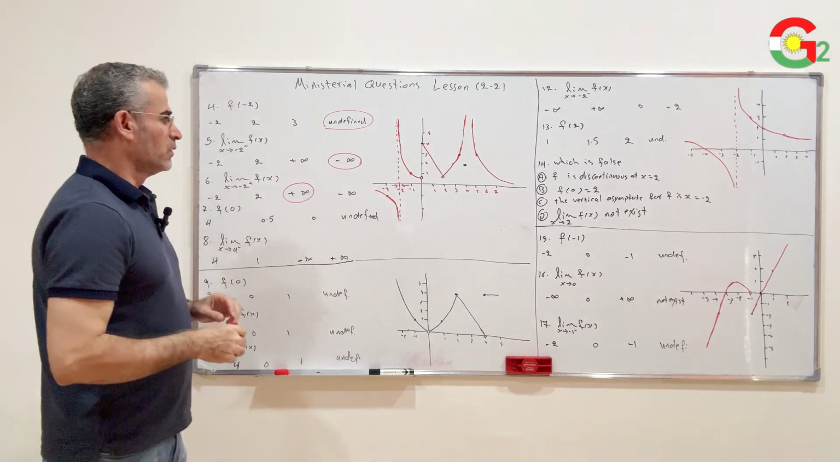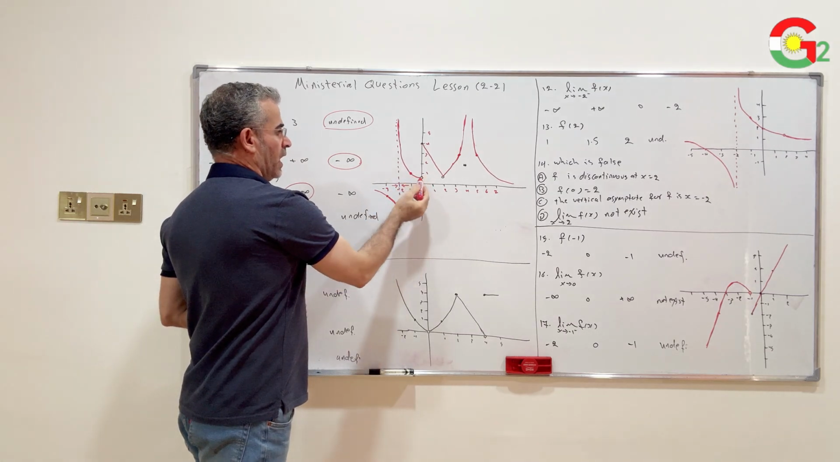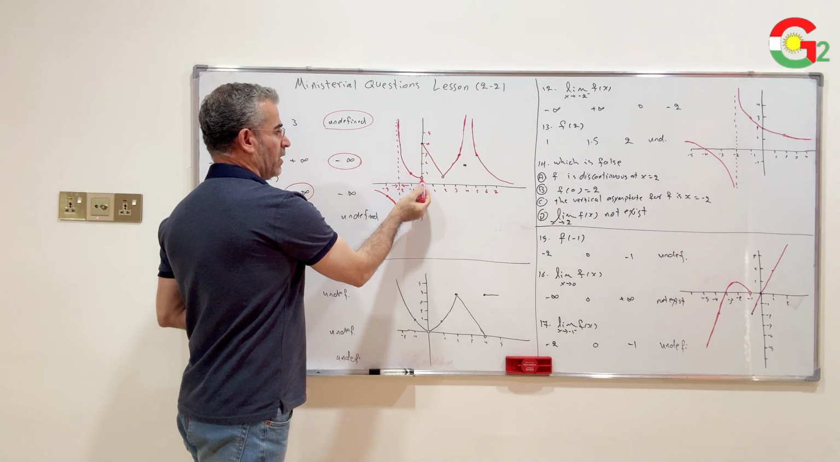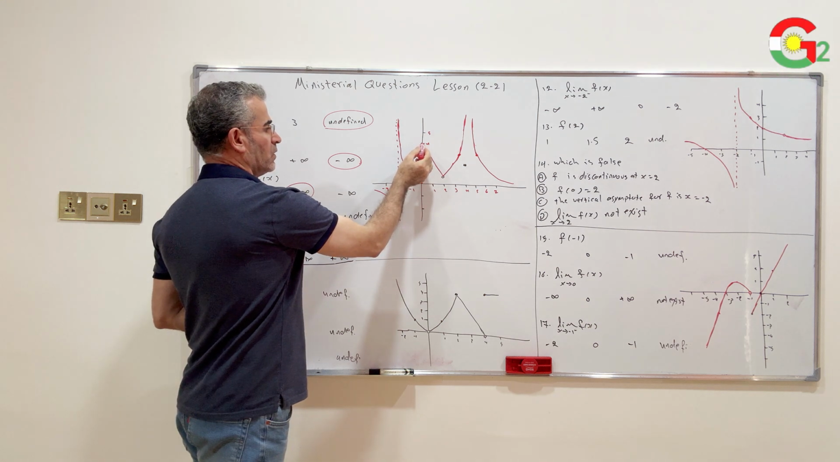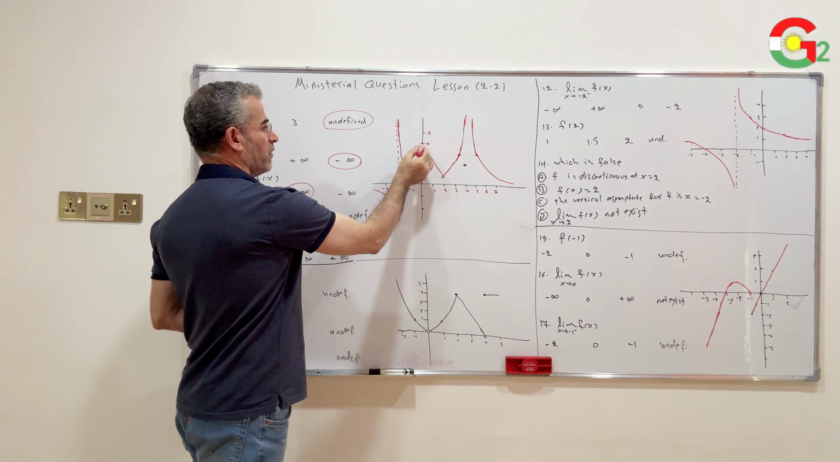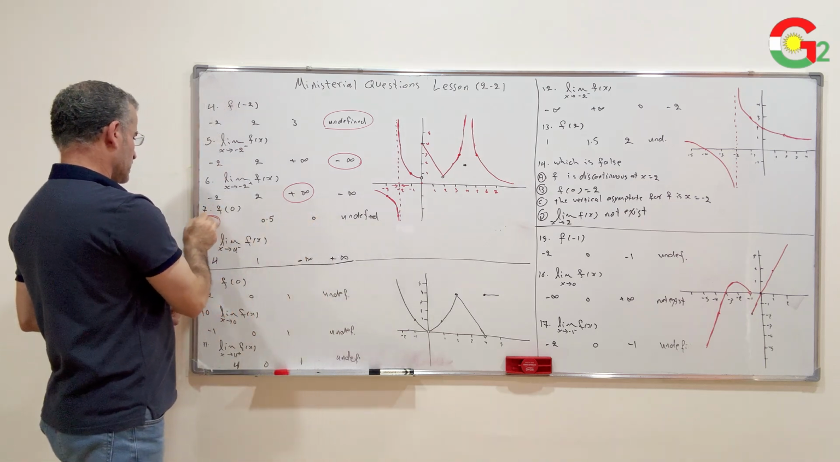f of 0, this is 0. As you see, there is a gap at 0, but the function has a value at 0, it is 4. Then the right choice is A.